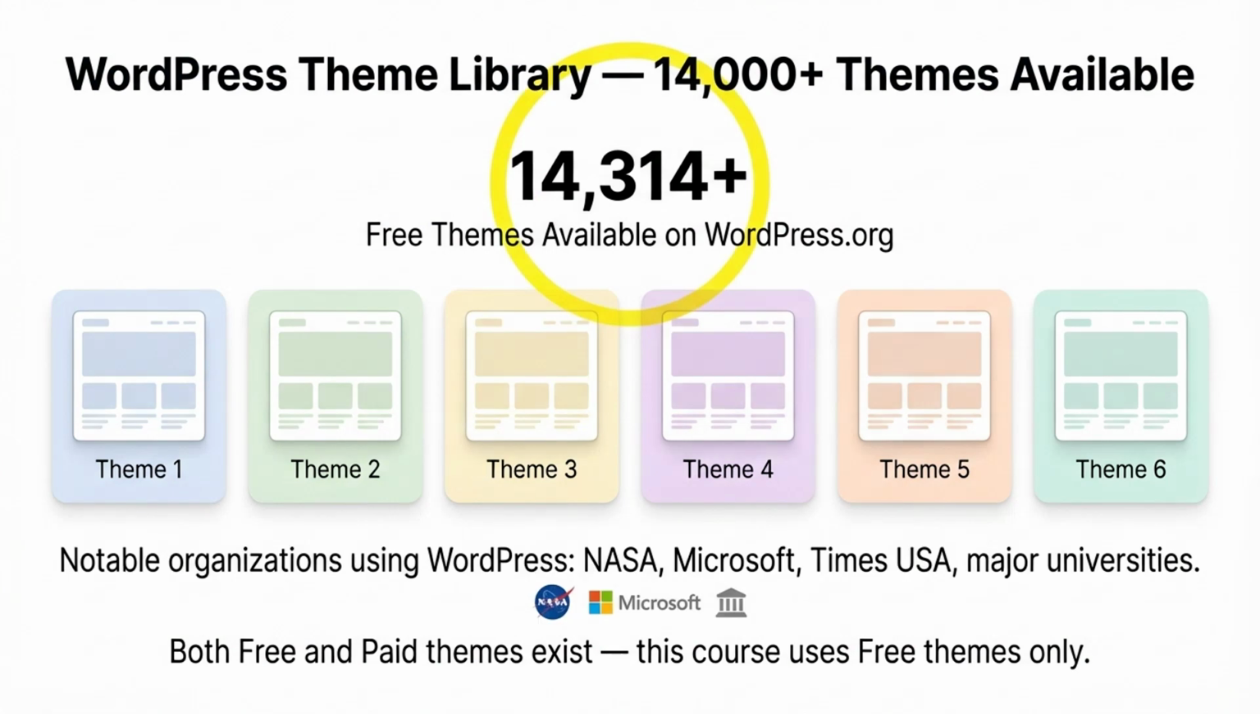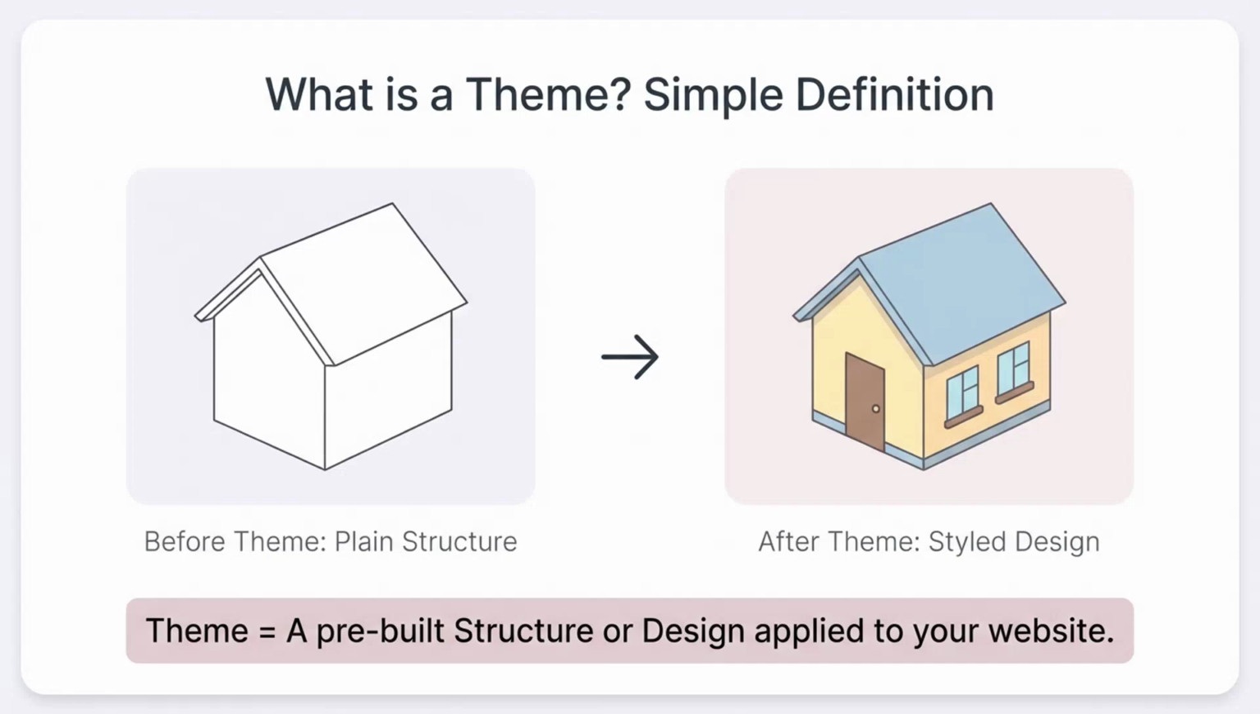To put the credibility of WordPress in perspective, the instructor points out that massive organizations like NASA, Microsoft, Times USA, and major universities all run on WordPress. This isn't a beginner-only platform, it's enterprise grade, and with over 14,000 themes, you have an extraordinary range of design options at your fingertips. So in the simplest possible terms, a theme is a pre-built structure or design. Someone has already created it and made it available for you to install. You don't drag and drop pieces to build a theme from scratch.